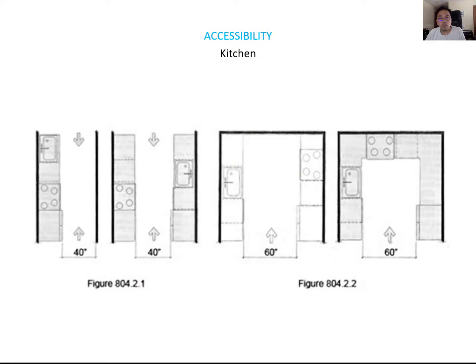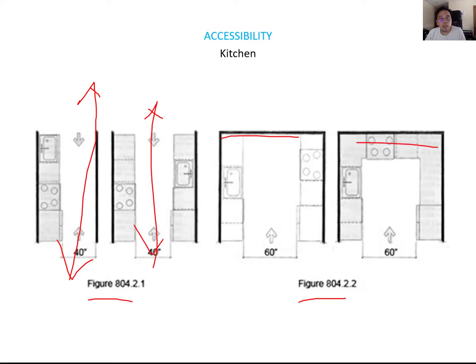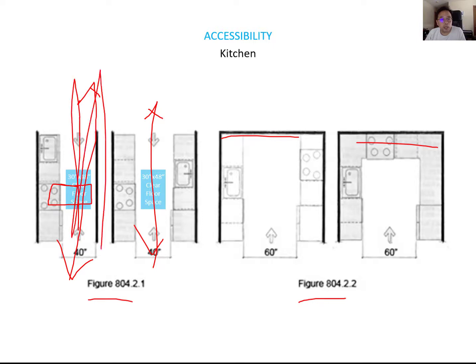So now we talk about kitchen design. When you design the kitchen, the first example is kind of an open end, and the second example has a dead end here. In this case you can also apply 30 inch by 48 inch here, and also have to provide 30 inch by 48 inch in front of the kitchen. But in this case you can consider the passageway. So that's why you have to provide a minimum 40 inch dimension.